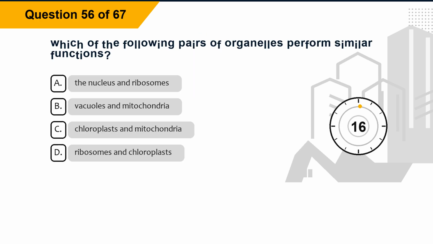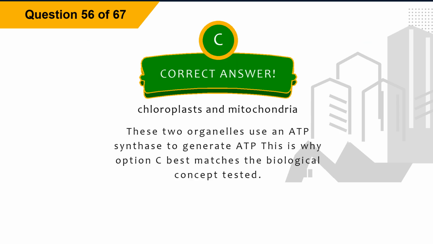Question 56. Which of the following pairs of organelles perform similar functions? Option A, the nucleus and ribosomes. Option B, vacuoles and mitochondria. Option C, chloroplasts and mitochondria. Option D, ribosomes and chloroplasts. The correct answer is option C, chloroplasts and mitochondria. Explanation. These two organelles use an ATP synthase to generate ATP. This is why option C best matches the biological concept tested.